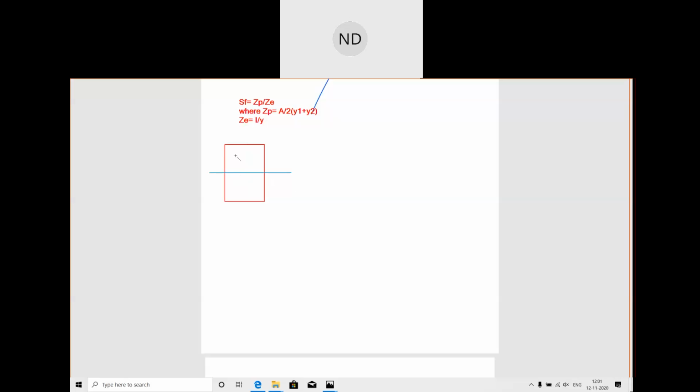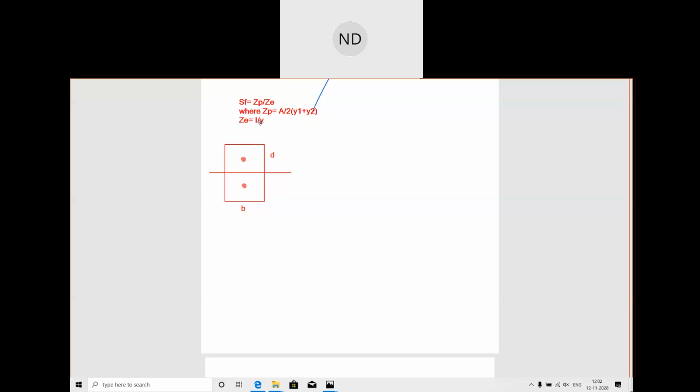Suppose the depth of this rectangular section is D and the width is B. We have ZP and ZE. ZE, the elastic section modulus, is I by Y.